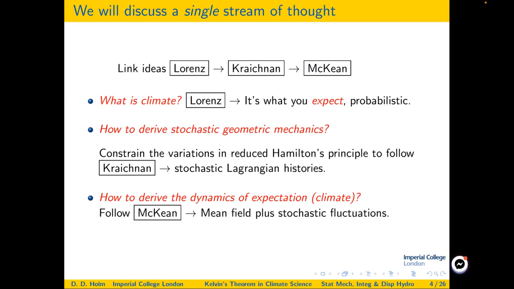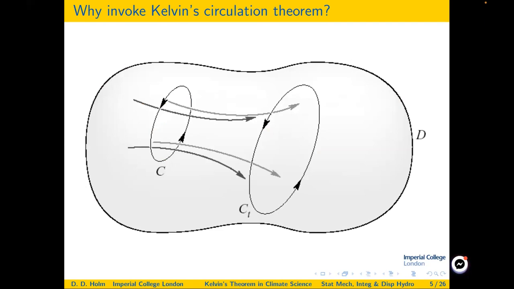And then calculate the implications. So this is where we're going. Okay, so why are we invoking Kelvin's theorem? Well, remember Kelvin's circulation theorem is that for a closed loop of material points, which is moving with the flow, the integral of the velocity of the flow dotted into the line element for this loop was preserved by the flow of an ideal fluid.